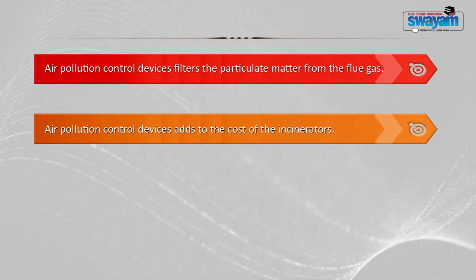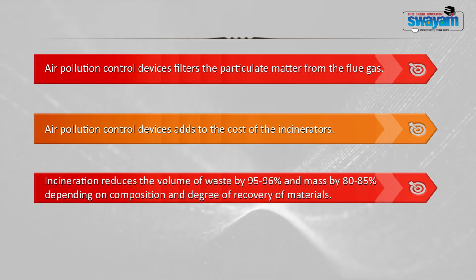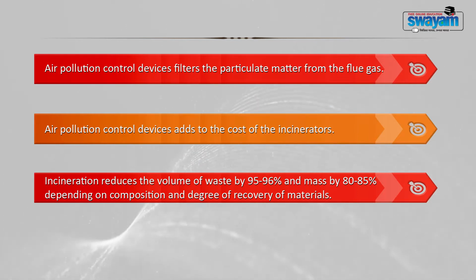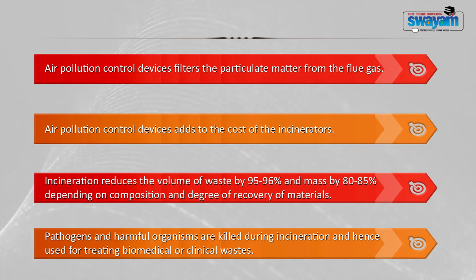As I told you earlier, incineration reduces the volume of waste by 95 to 96% and mass by 80 to 85%. This again depends upon the composition and the degree of recovery of materials present in the waste. Since the incineration process involves a very high temperature, it is suitable for waste that contains pathogens and other harmful organisms, because they are generally killed at this temperature.